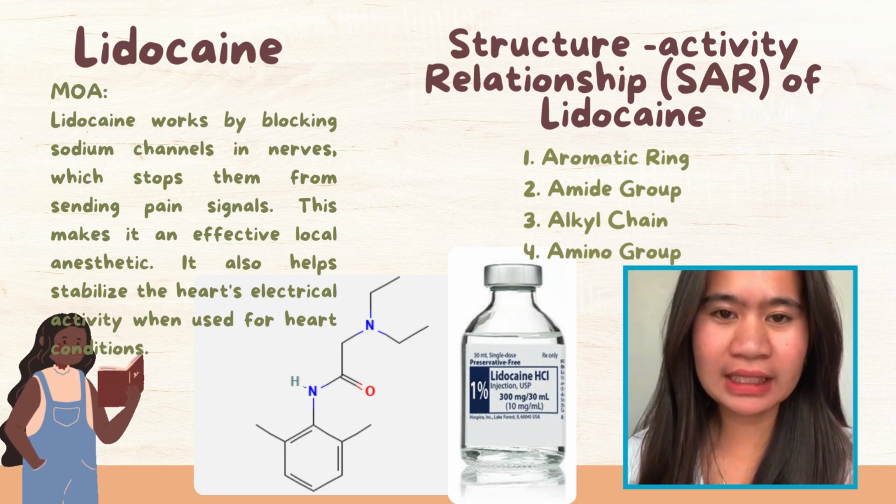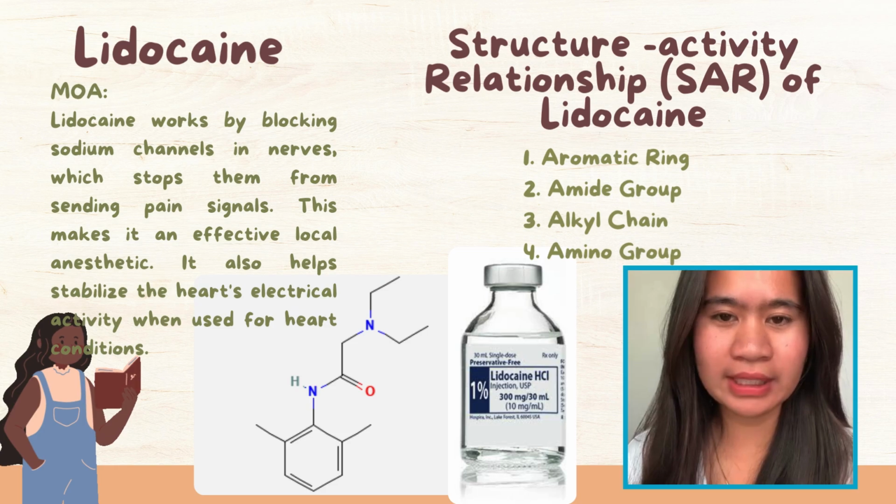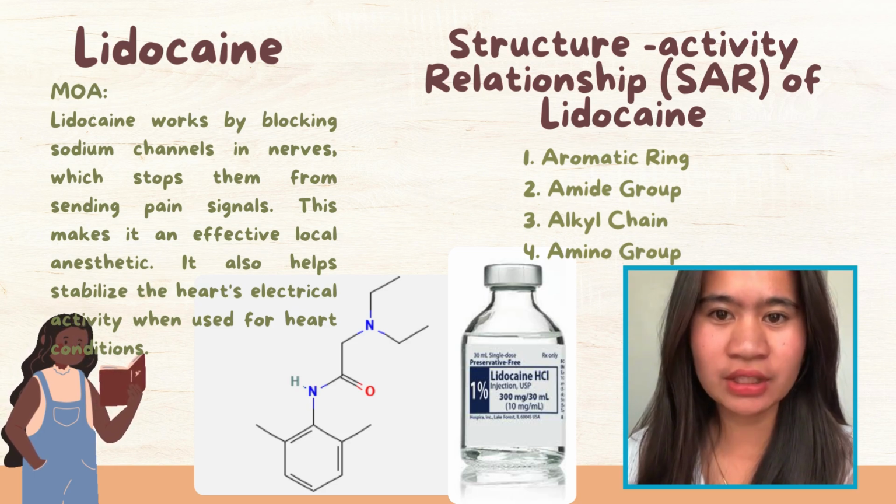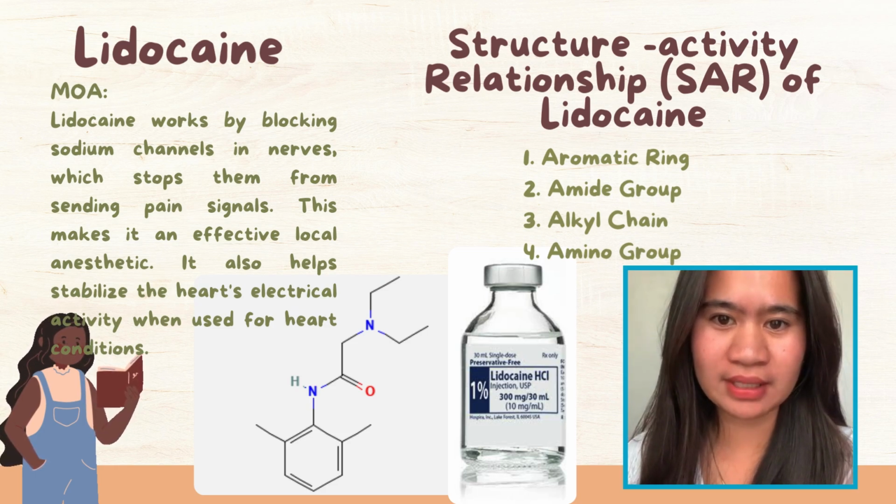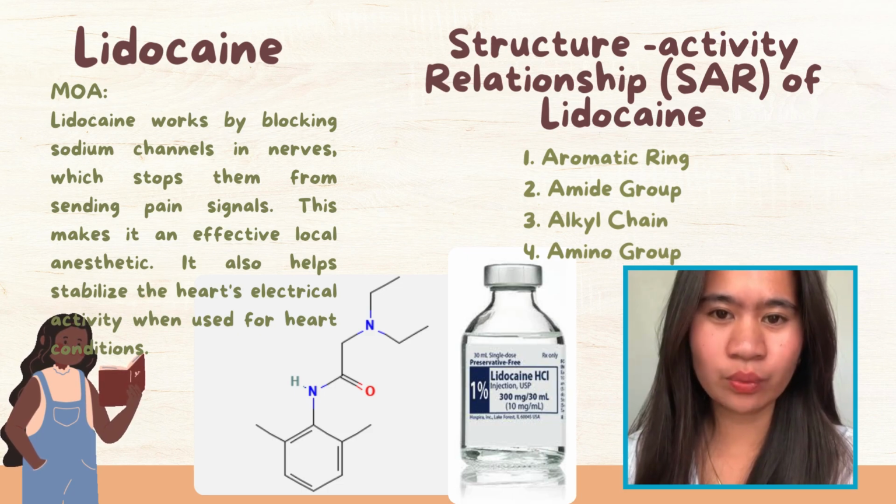Third, we have the alkyl chain. It helps lidocaine interact with sodium channels to block nerve signals. Fourth, we have the amino group. It ensures lidocaine works properly in the body by changing its charge in different environments. These parts together allow lidocaine to block pain signals and work as an anesthetic.